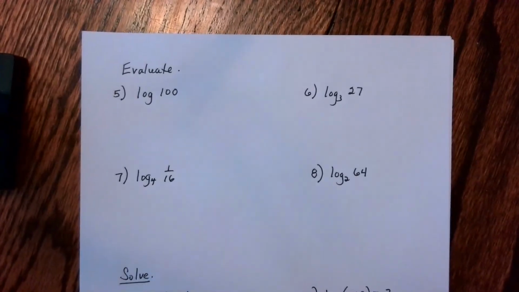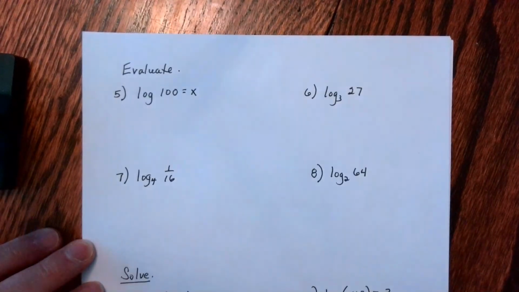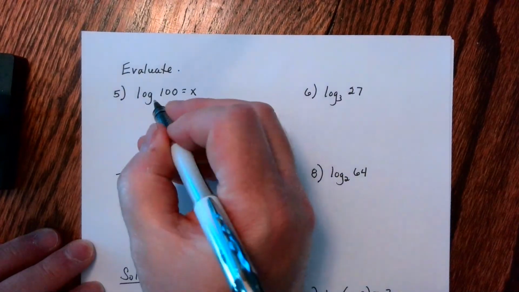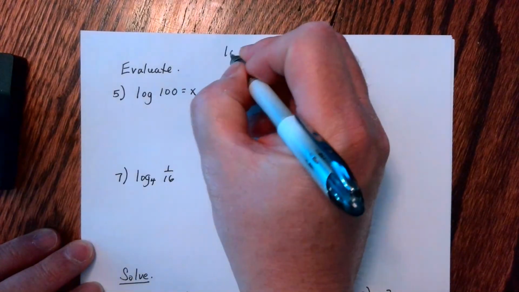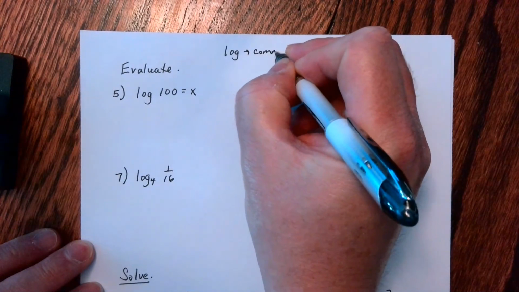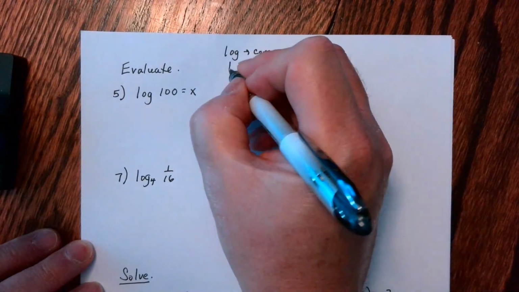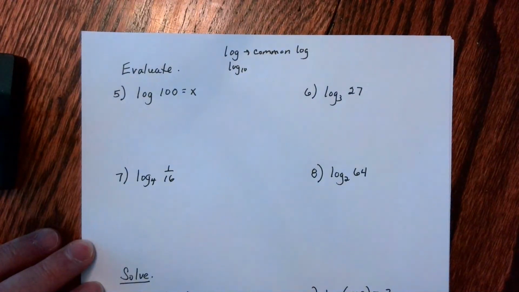We're asked to evaluate. Now one thing that you might want to do when you're evaluating, even though you don't see it here, is set it equal to x. Something else you don't see is there's no base there. Well, that's because if you're just given log, that's called a common log. And it's called a common log because it's log base 10. So there is a base. We just don't write it all the time if it's base 10.